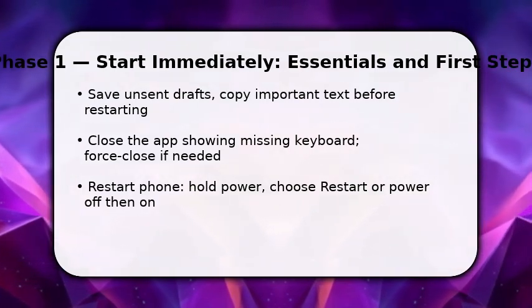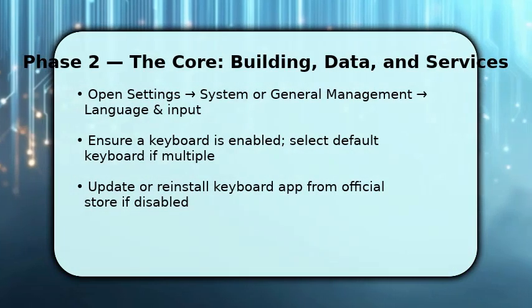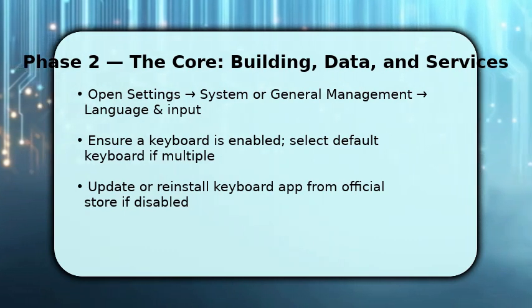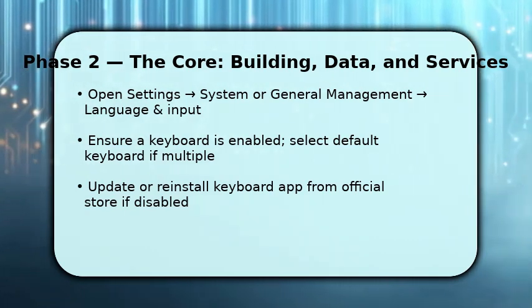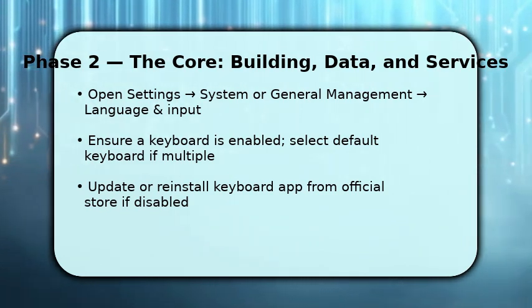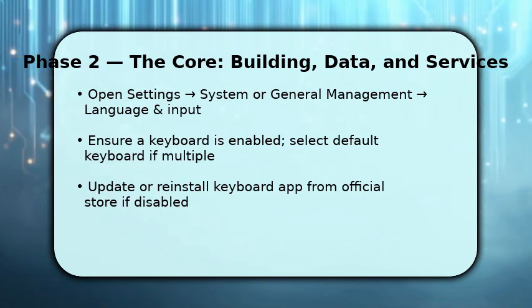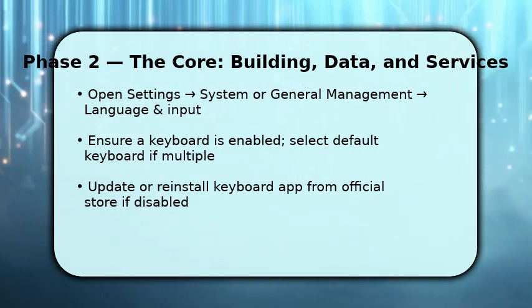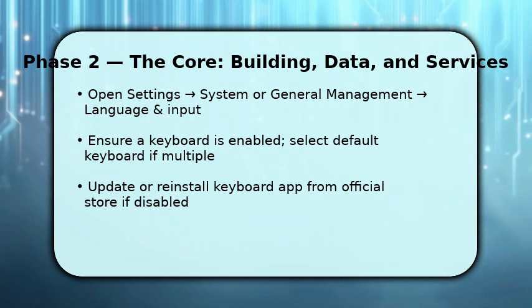Once rebooted, go to Settings and navigate to Language and Input, or System > Keyboard, depending on your phone. You need to confirm a keyboard is enabled. Toggle your preferred keyboard on and set it as the default. If you have multiple keyboards, pick the one you want so the system doesn't hide keyboards when switching.